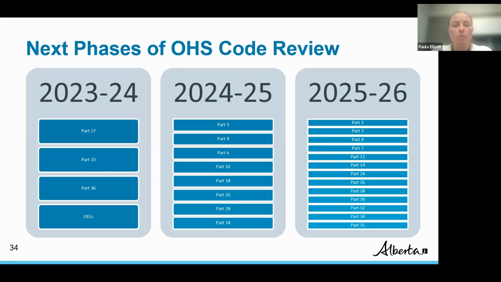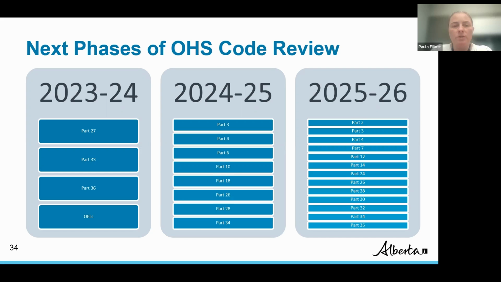For our 3-year code plan that we've published, between 2023 and 2026, you can see here that we've got a number of different topics in each of those years. However, I just want to note that that doesn't necessarily mean that changes will be occurring in those years. And this is just for the OHS code. So, for example, this year we have part 33 and 36 in the identified parts, which is explosives and mining.